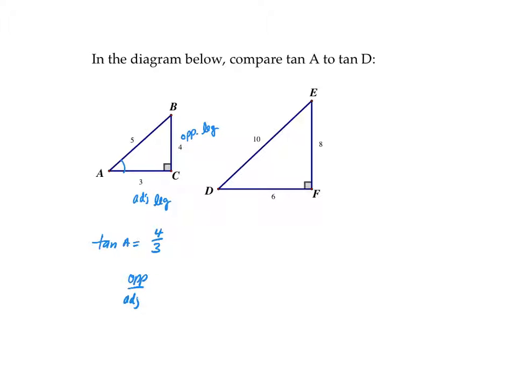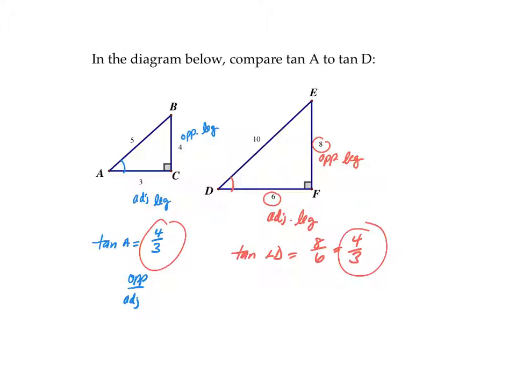Let's check out angle D. Angle D, right here, has a leg opposite it of length 8. And 6 is the adjacent leg. So the tangent of angle D would be equal to 8 over 6, which also reduces to 4 over 3. Okay, so notice that the two triangles are different sizes, but the tangent of angle A and the tangent of angle D are both equal to each other. They're both equal to 4/3. That proves that angle A and angle D are congruent.